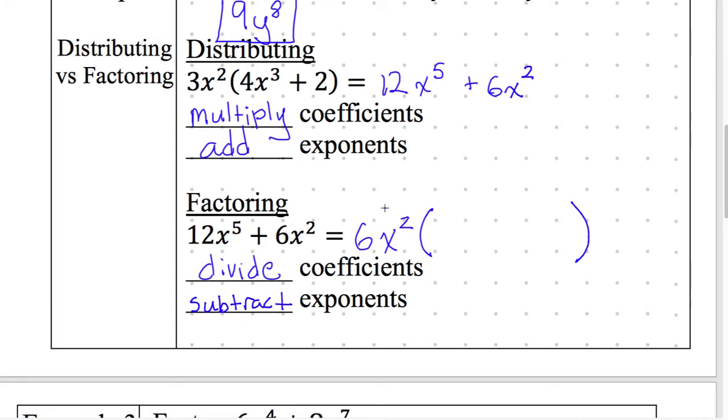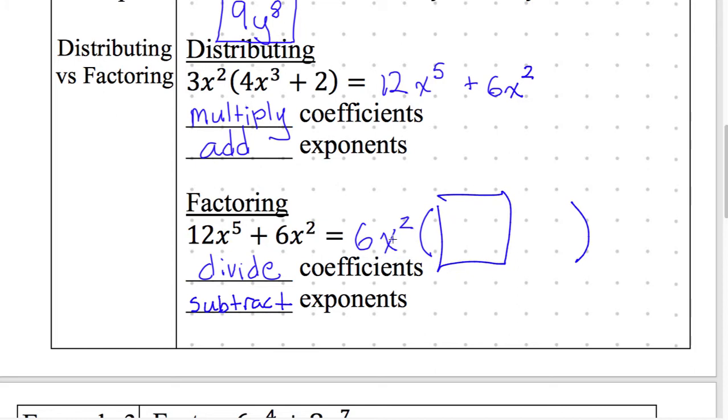So I now need to divide by this greatest common factor. This 12x to the power of 5, look at this 12, look at this 6. I'm going to divide them. I'm going to divide the coefficients. Who can help me with this first term right here? I need to divide the coefficients and subtract the exponents.